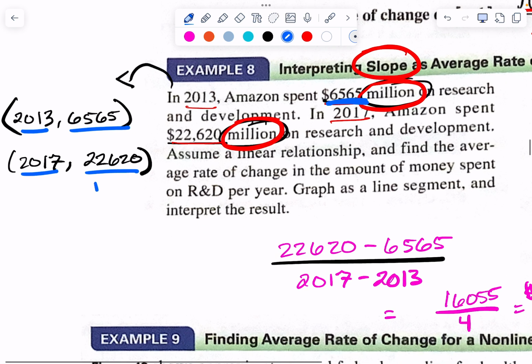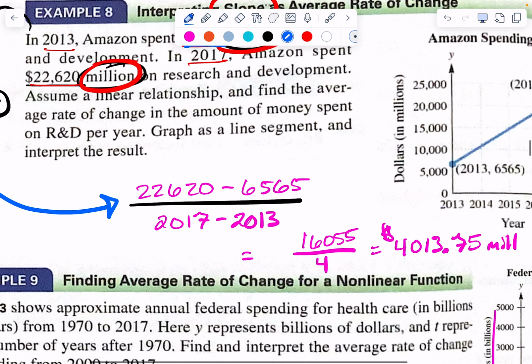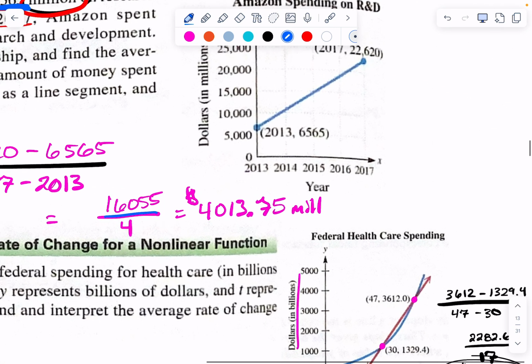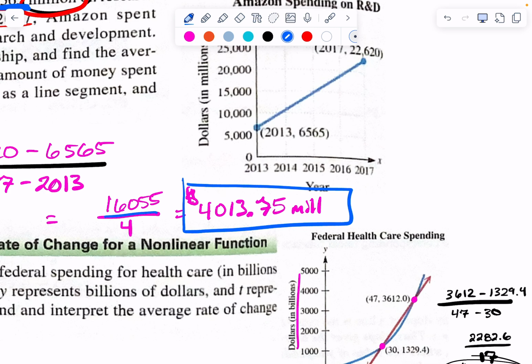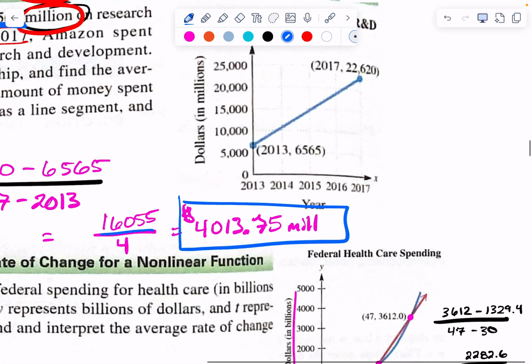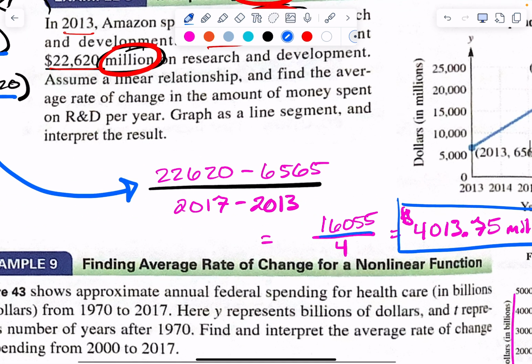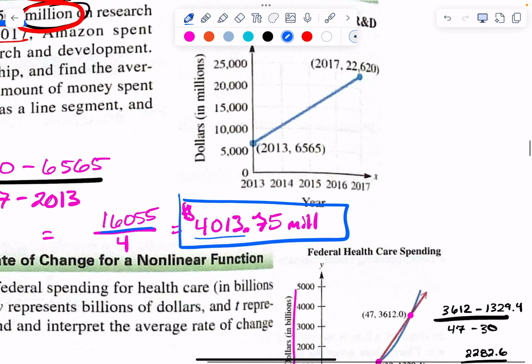And then when they ask for average rate of change, you're just finding the slope. So we subtracted those, divided by 4, and that was this much. And then this is your unit, or your average rate of change. When it says interpret the results, this is how many $1 million it is increasing per 1 year, okay?